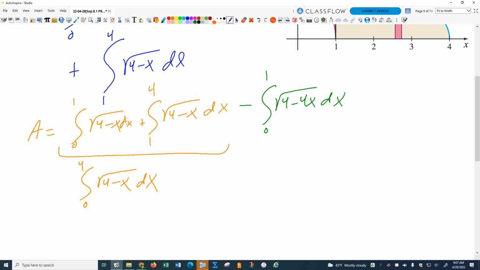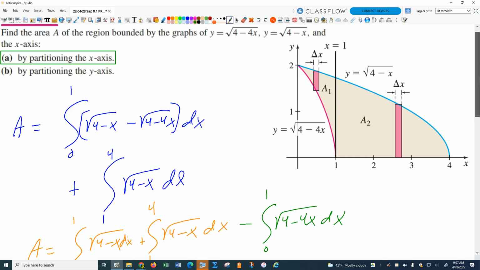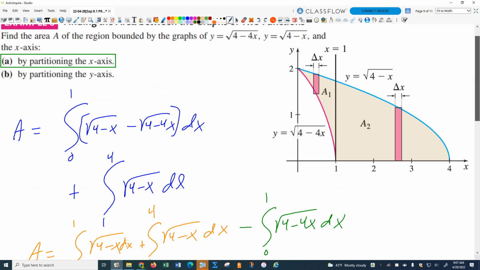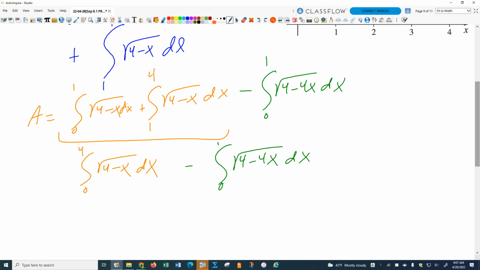Four minus x, okay. Plus, or minus, I guess, minus the integral of square root of 4 minus 4x dx from 0 to 1. And again, I'm going to do a u substitution there, right? If we have time, we'll come back and do that, but I want to make sure we get the theory down here first. So look what we did there.